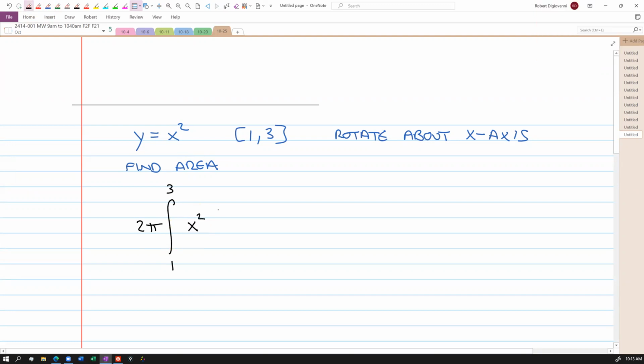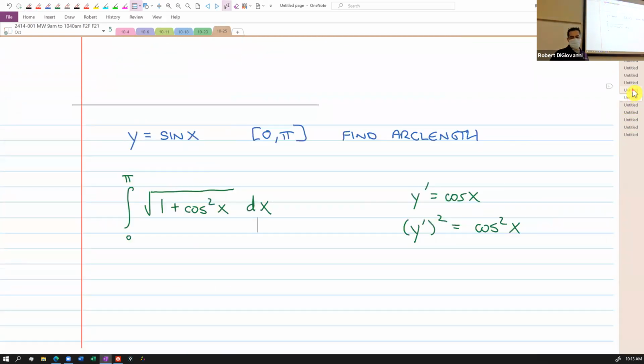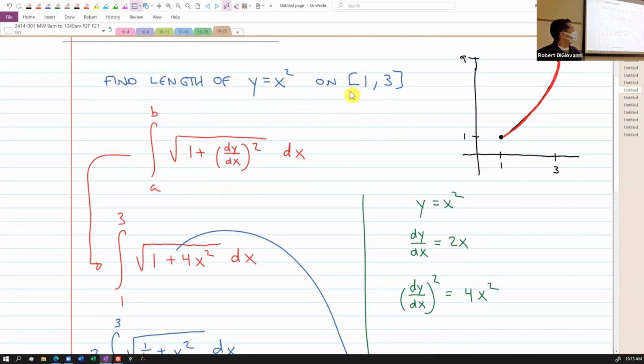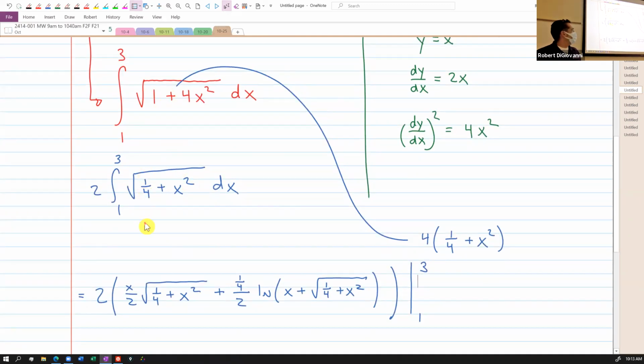X squared. Okay, so x squared integral square root of 1 plus the derivative of this squared. We did this problem earlier, right? It was 2x, and then we squared it, we got 4x squared, dx. Go back in your notes when I did this one right here, y equals x squared from 1 to 3, we were trying to find just the length of that arc. We did this. We said, oh, crap, we're going to have to do this, and we found a formula and we were happy.